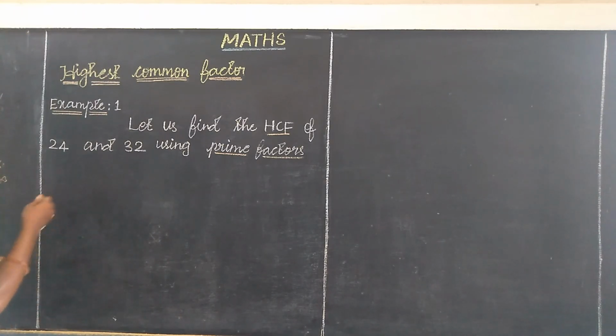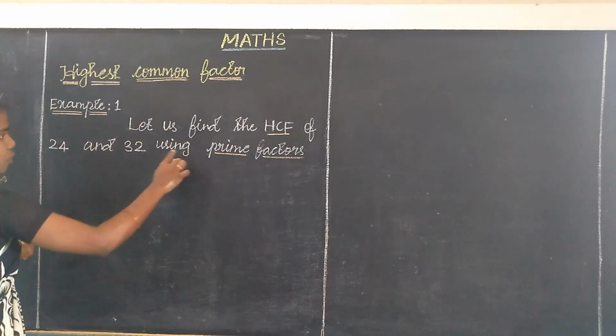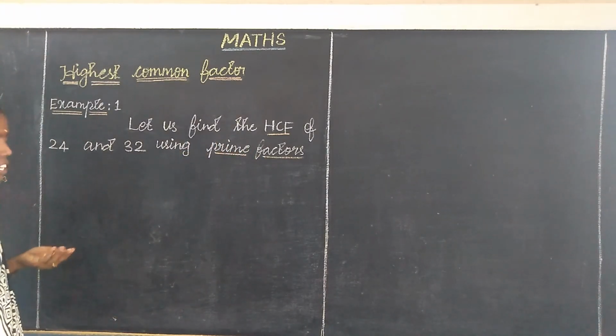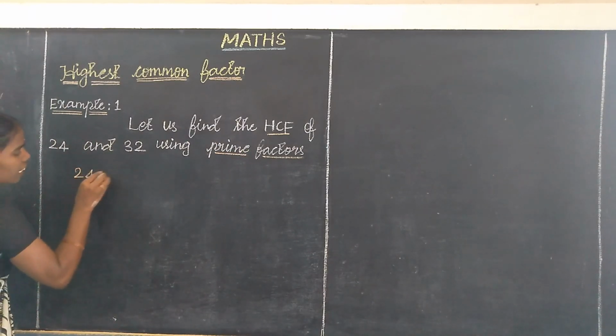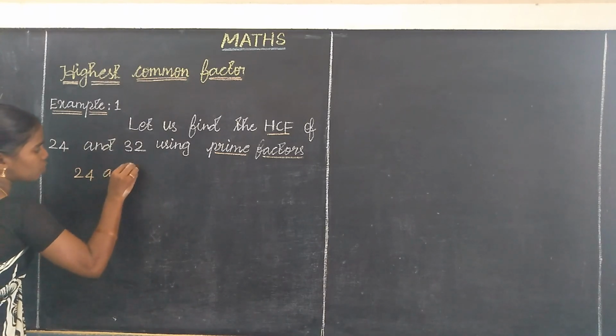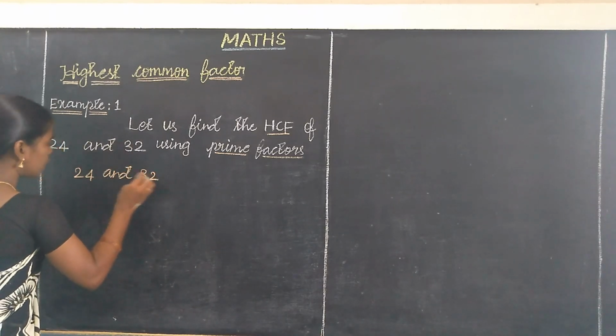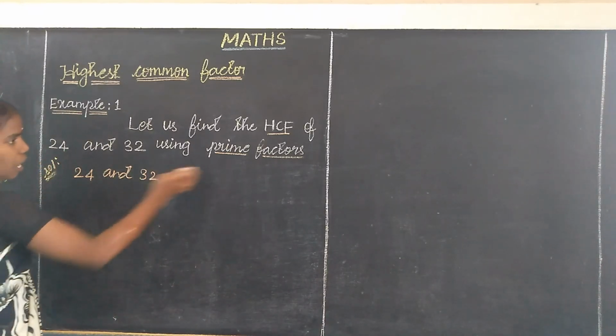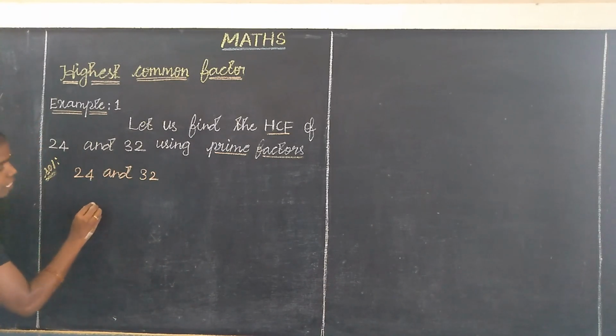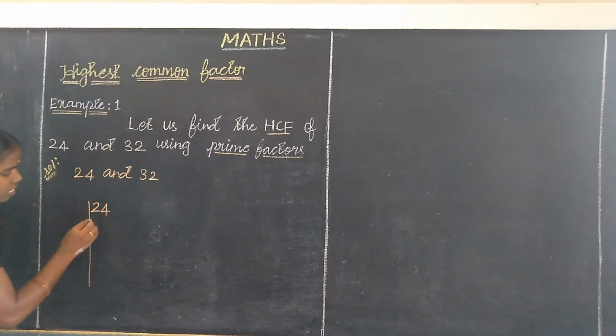Find this out. The first number is 24 and the second number is 32. Solution: first of all, we use prime factors. The first number is 24.